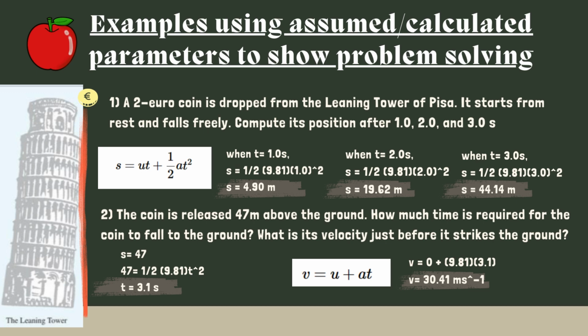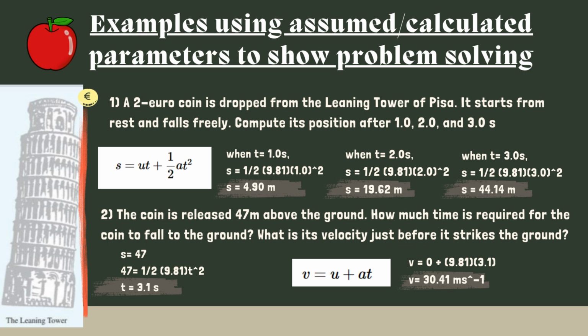For question number 2, the coin is released 47 meters above the ground. How much time is required for the coin to fall to the ground? What is its velocity just before it strikes the ground? So, based on the question, we can use the formula S equal to ut plus 1 over 2 at squared. This is because the question already gave S, which is 47 meters, known as displacement. Then we substitute the value into the formula and the time taken can be calculated.